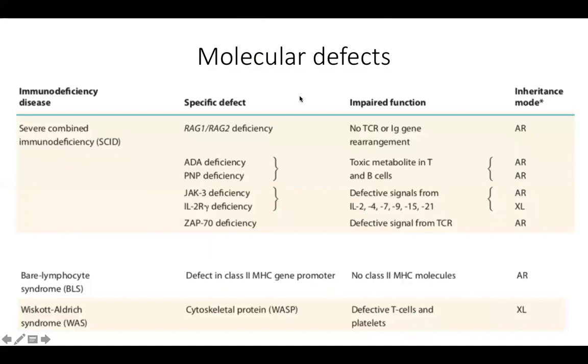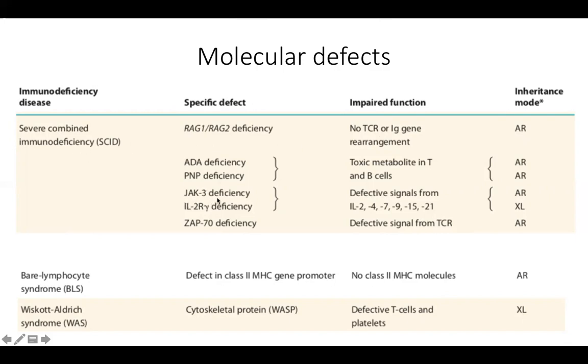Some of the molecular defects that have been observed, there are many, but I'm just listing some of them. If the recombination activating genes, RAG1 and RAG2, are defective, there will be no T cell receptor and no immunoglobulin B cell receptor, nothing will be there. So both are affected, severe combined immunodeficiency.